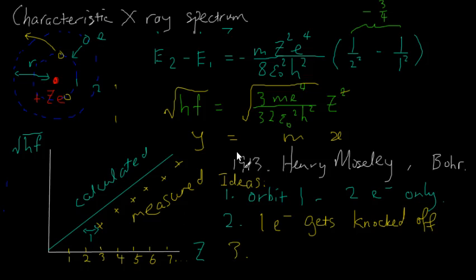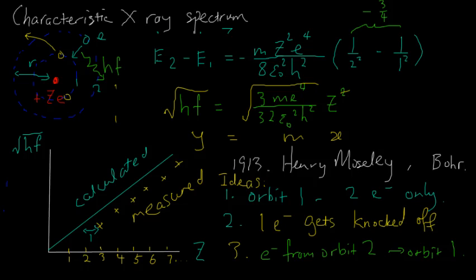So an electron from orbit number 2 falls to orbit number 1, and when this electron falls to here, that's when the X-ray photon is emitted. So these were the ideas that were put forward by Moseley and Bohr at that time.